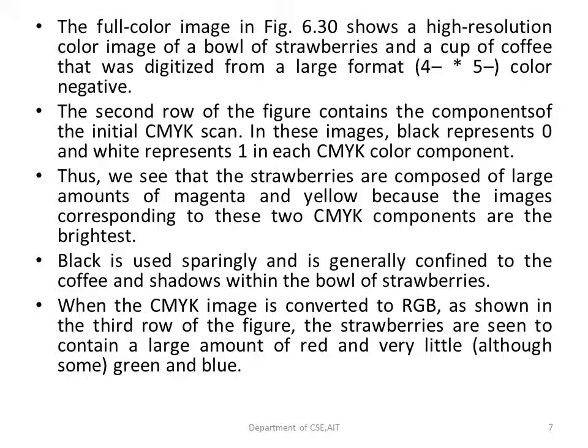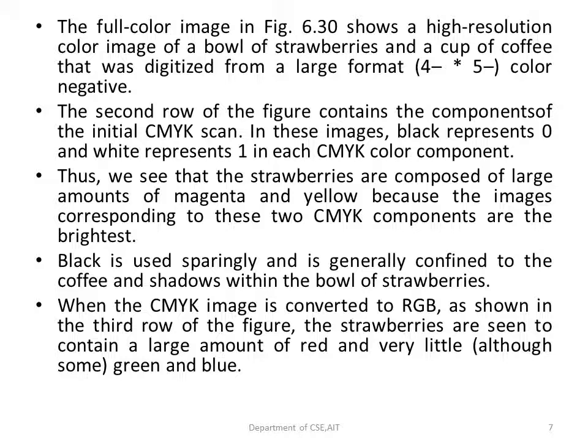Here the row of figures consisting of the cyan, magenta, yellow and black images contains the components of the initial CMYK scan. In these images, black represents 0 and white represents 1 in each CMYK color component. Thus we see that the strawberries are composed of large amounts of magenta and yellow, because the images corresponding to these two CMYK components are the brightest. Black is used sparingly and is generally confined to the coffee and the shadows within the bowl of strawberries.